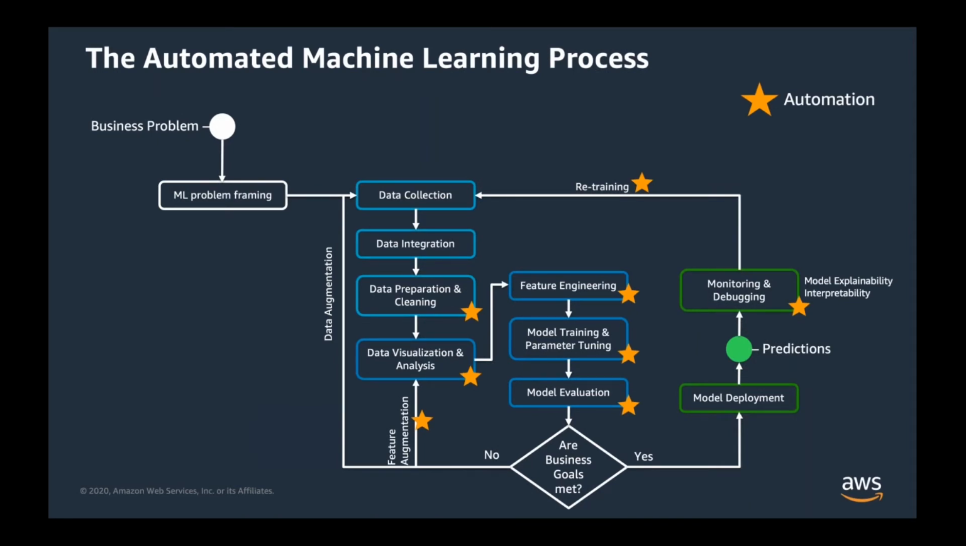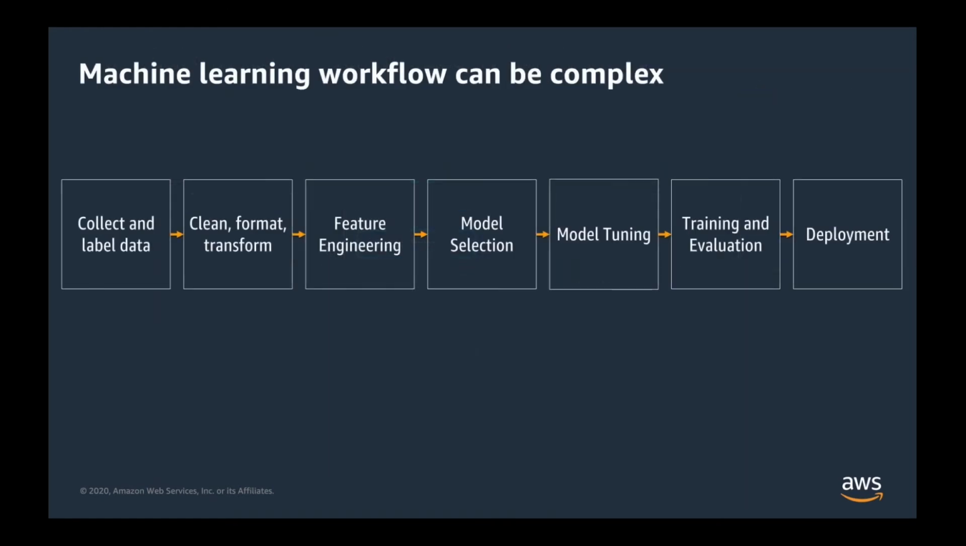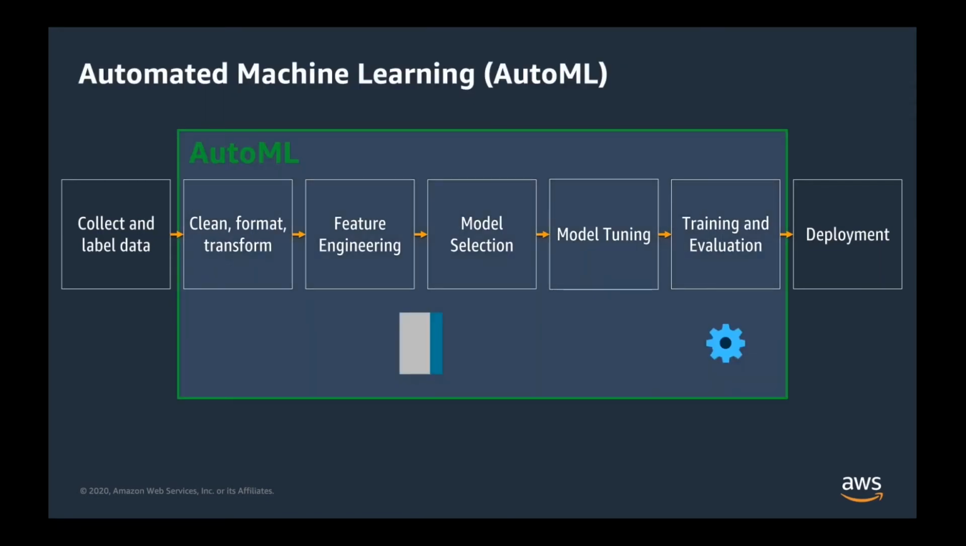With Autopilot, one of our AutoML solutions, it takes care of a lot of these solutions. So everything you see here with the star is something that's being automated with Autopilot over here. So if you look at this in a linear format, again, remember, this is not linear, but if you look at this in a linear format, you can see that Autopilot takes care of quite a few of those steps, a lot of the heavy lifting that comes when it comes to training machine learning models.